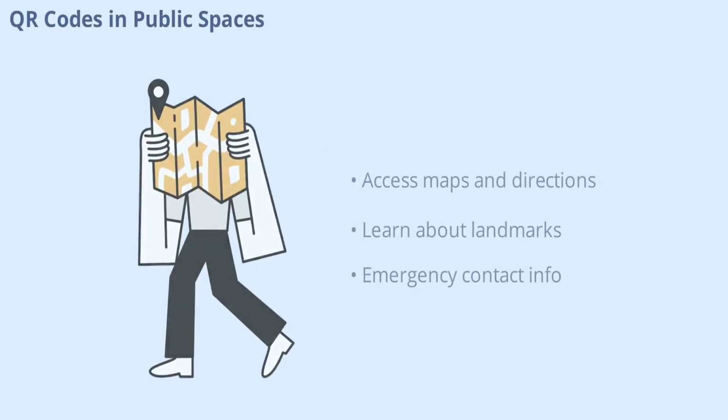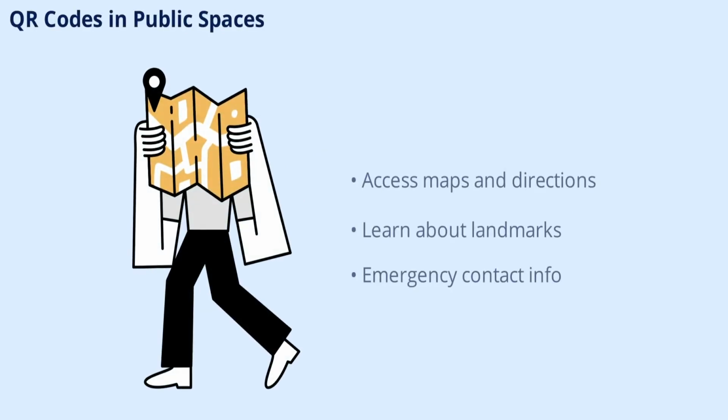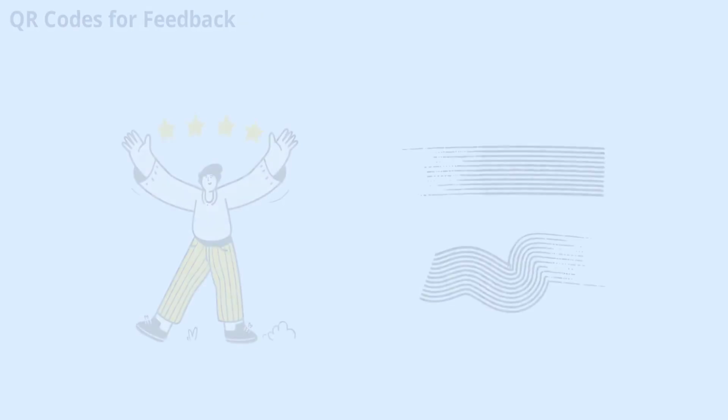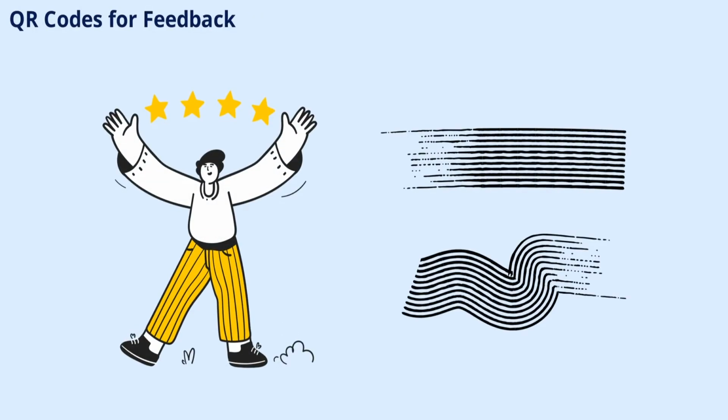Cities and public spaces use QR codes to provide information about landmarks, transportation, or emergency contacts. Tourists can scan codes to access maps, historical facts, or directions, making it easier to explore new places and stay informed.